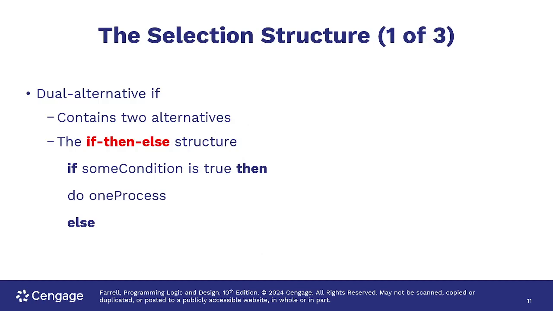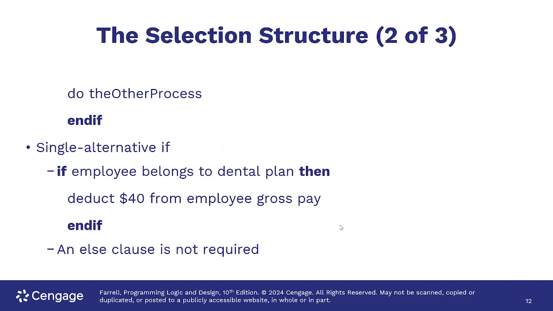This is a dual alternative structure. It is that if-then-else structure. If some condition is true, then do one process, else do a different process. And at that point, we end the if.